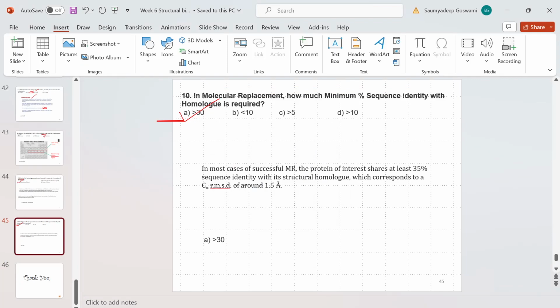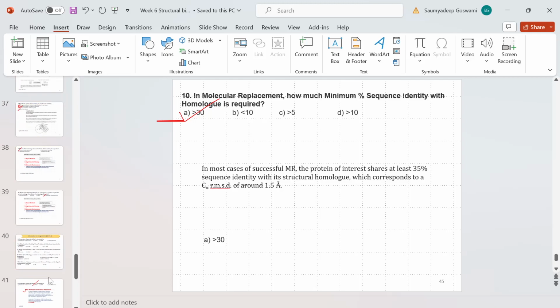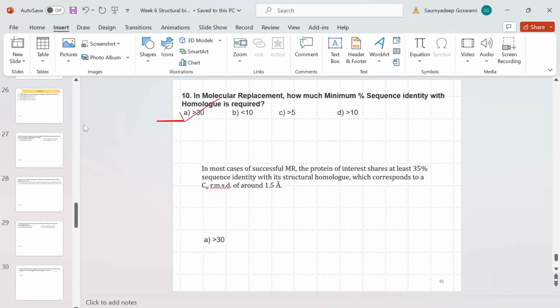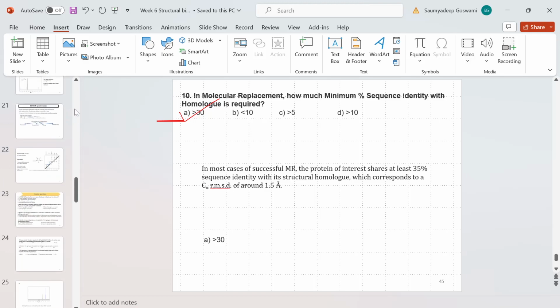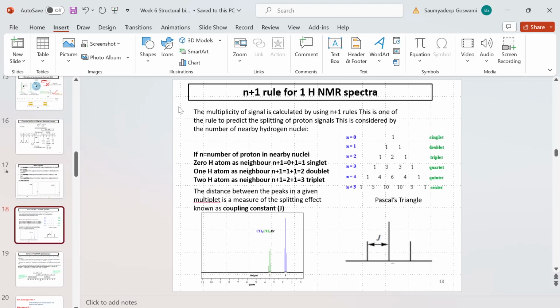We can stop here, and we can continue our session with how to calculate the different chemical shifts of a molecule, and how to know the structure of a small molecule from a chemical shift. We will be discussing how the splitting occurs and what the n+1 rule is. All these things we will be discussing in the next session.